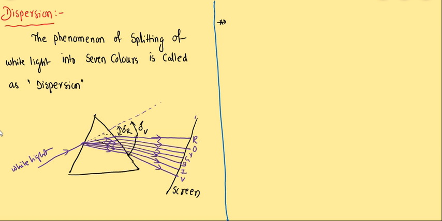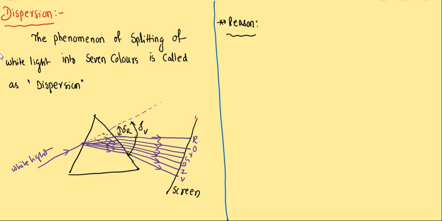And from the figure here, why is the dispersion occurring? Here, white light is split into seven colors. This is called VIBGYOR. Okay, VIBGYOR are the colors. In that, why will the white light split into seven colors? The reason is that the white light has seven colors, and the seven colors have seven different wavelengths.